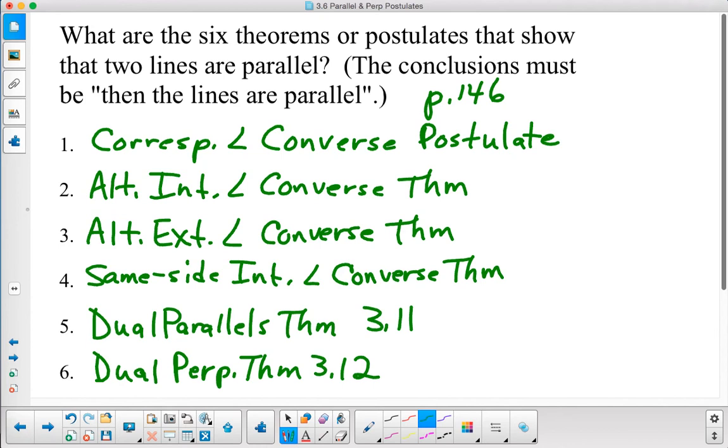Okay, now some of the problems we're going to be doing will ask you if there are parallels, and if there are, what the support is. One of these six would have to be the correct support, otherwise you do not have parallel lines. Remember the same side interior angle converse: the same side interior angles have to be supplements. For 1, 2, and 3, they have to be congruent.